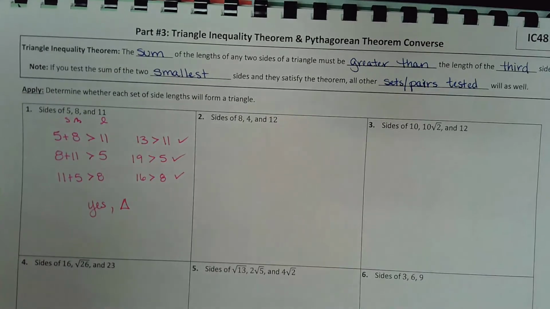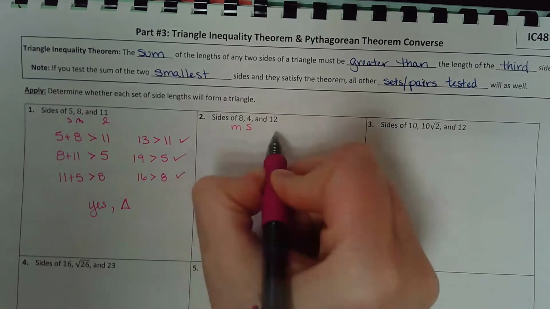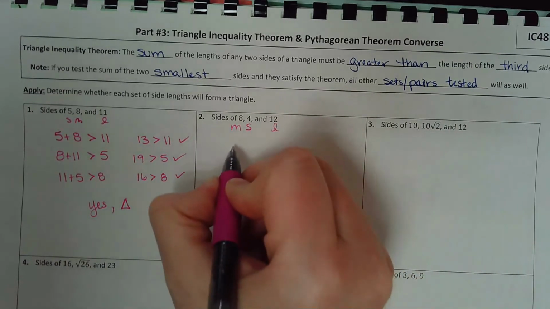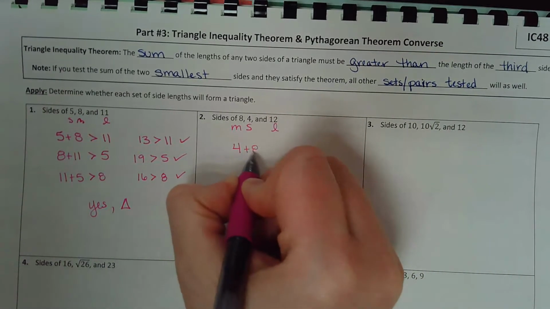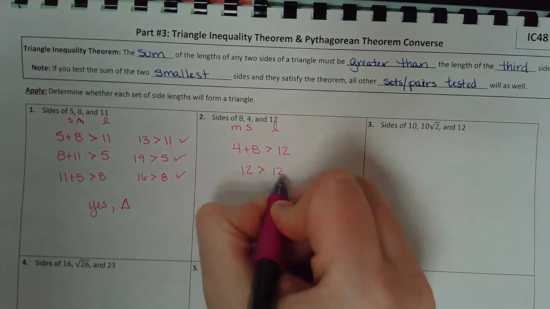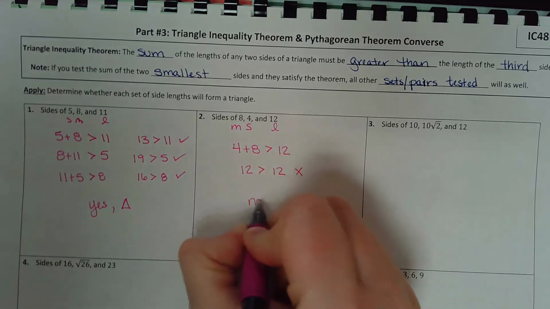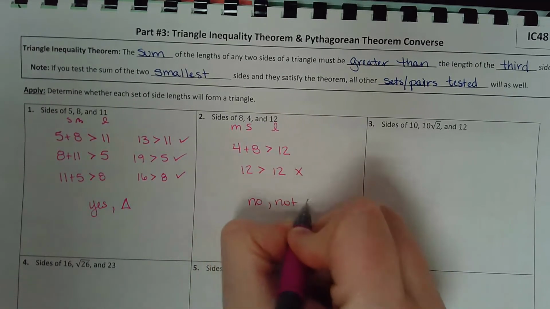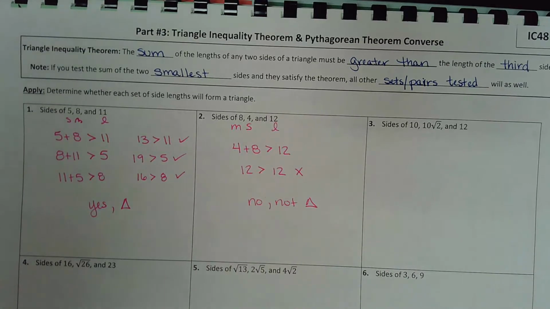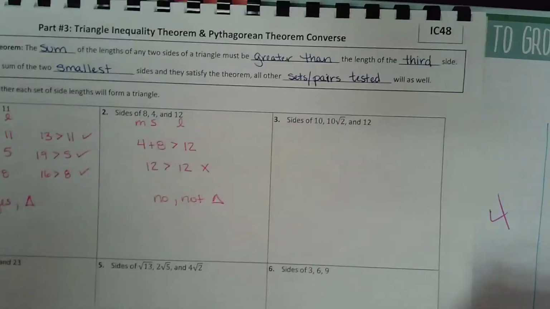So the next one, the two smallest sides, so this is small, medium, large, is 4 plus 8 bigger than 12? Is 12 bigger than 12? No. So since that's not true, this is not a triangle. Okay?